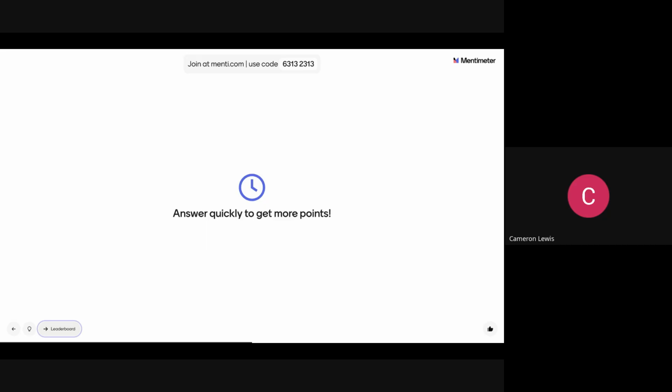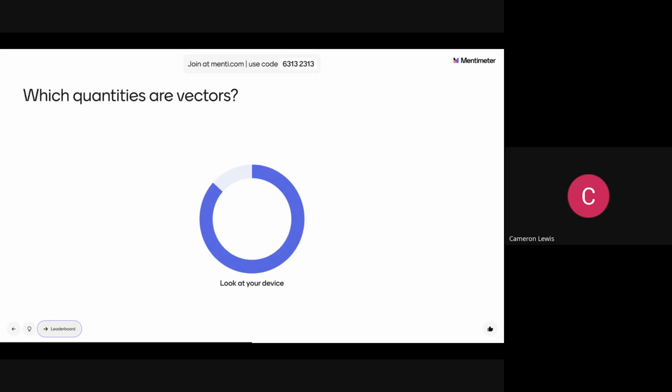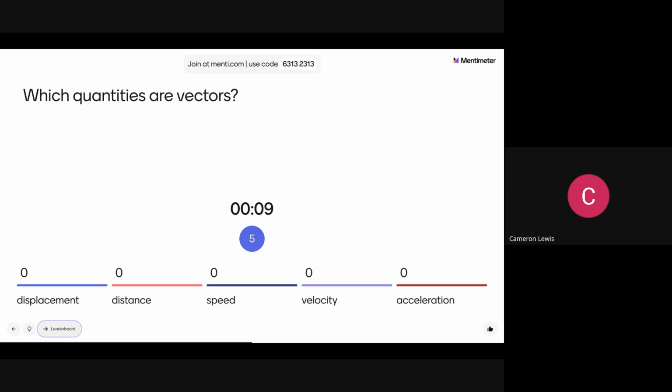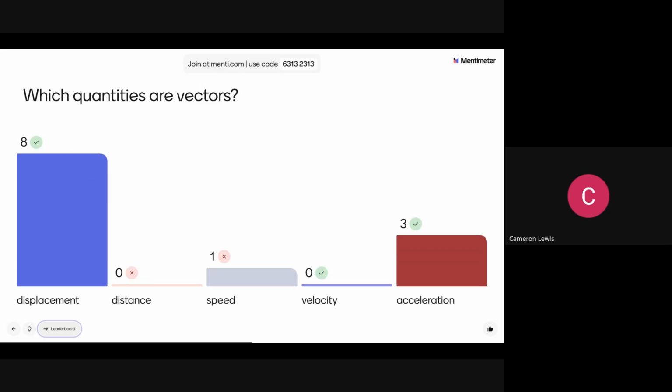So now after that, which quantities are our vectors? Out of all the options, which ones are our vectors? Displacement, velocity, and acceleration. Those are our three vector quantities. They all go together, especially when we start talking about the relationships when it comes to motion and stat graphs.